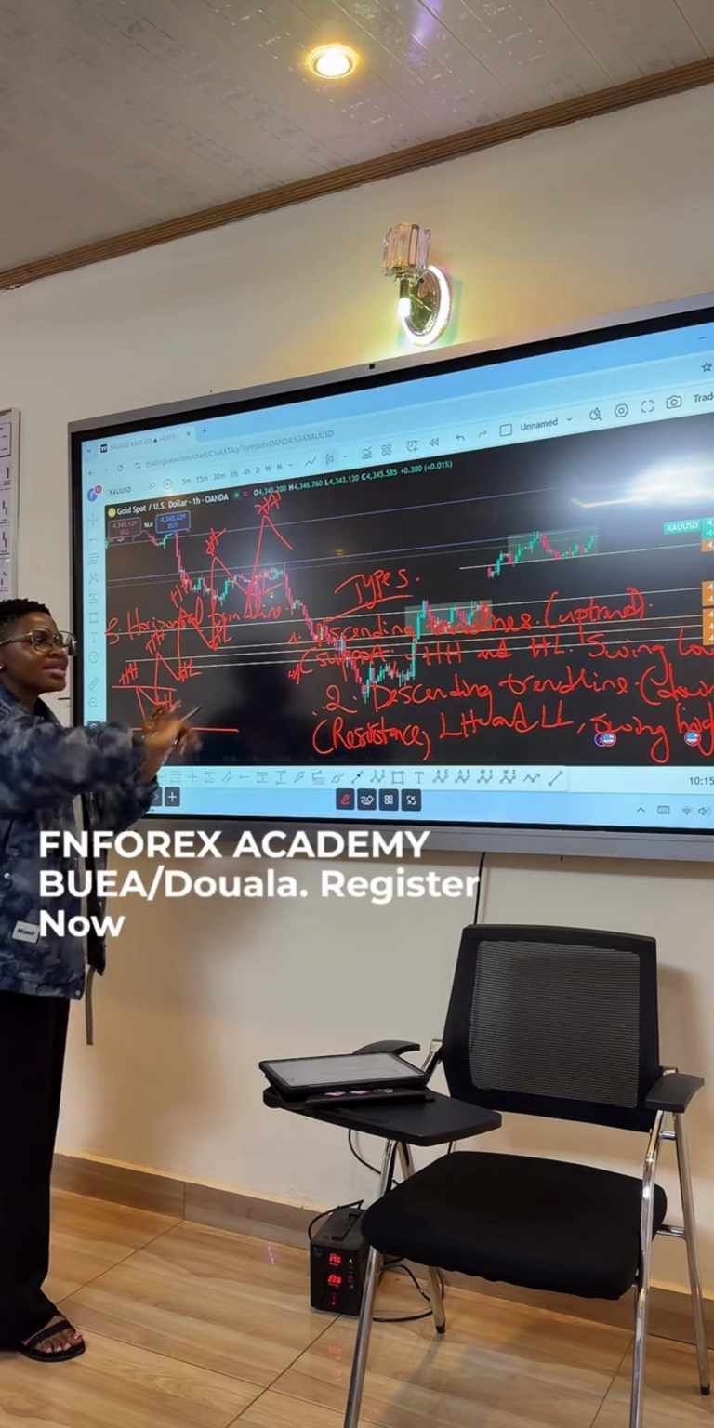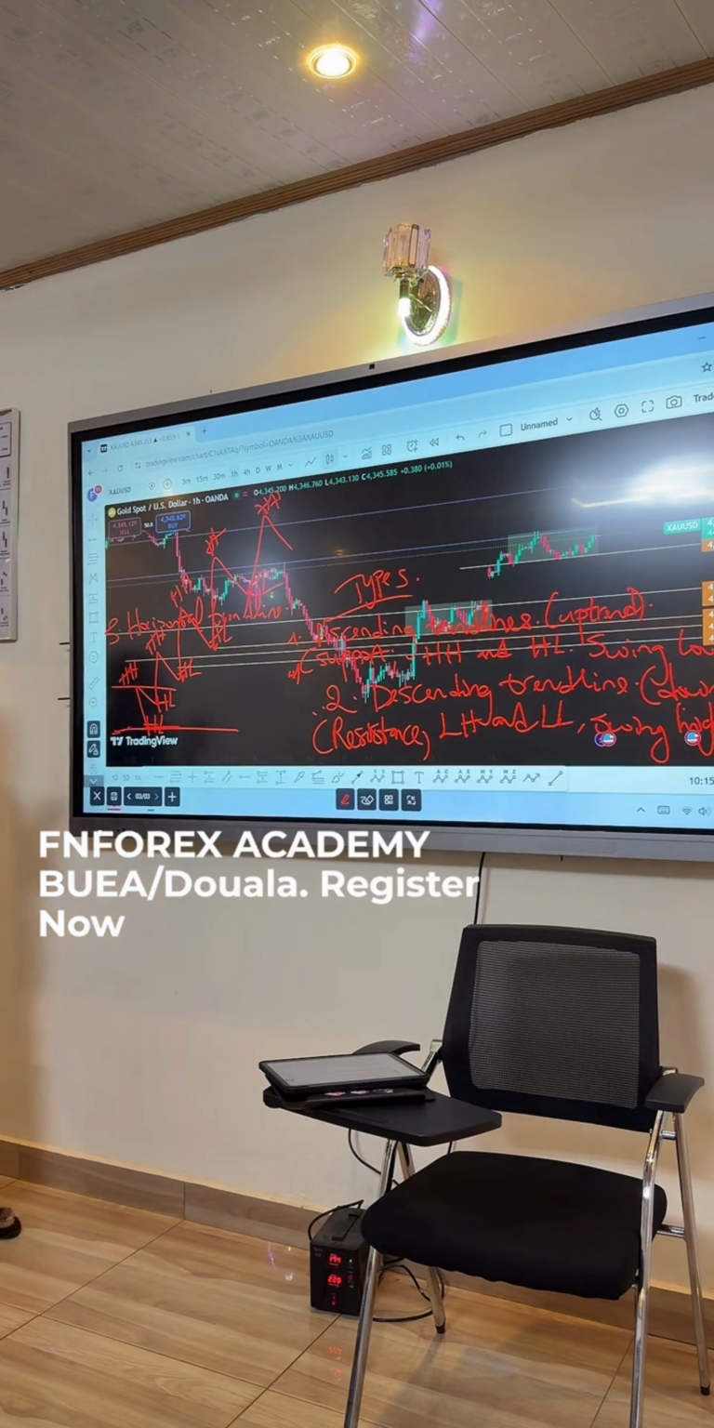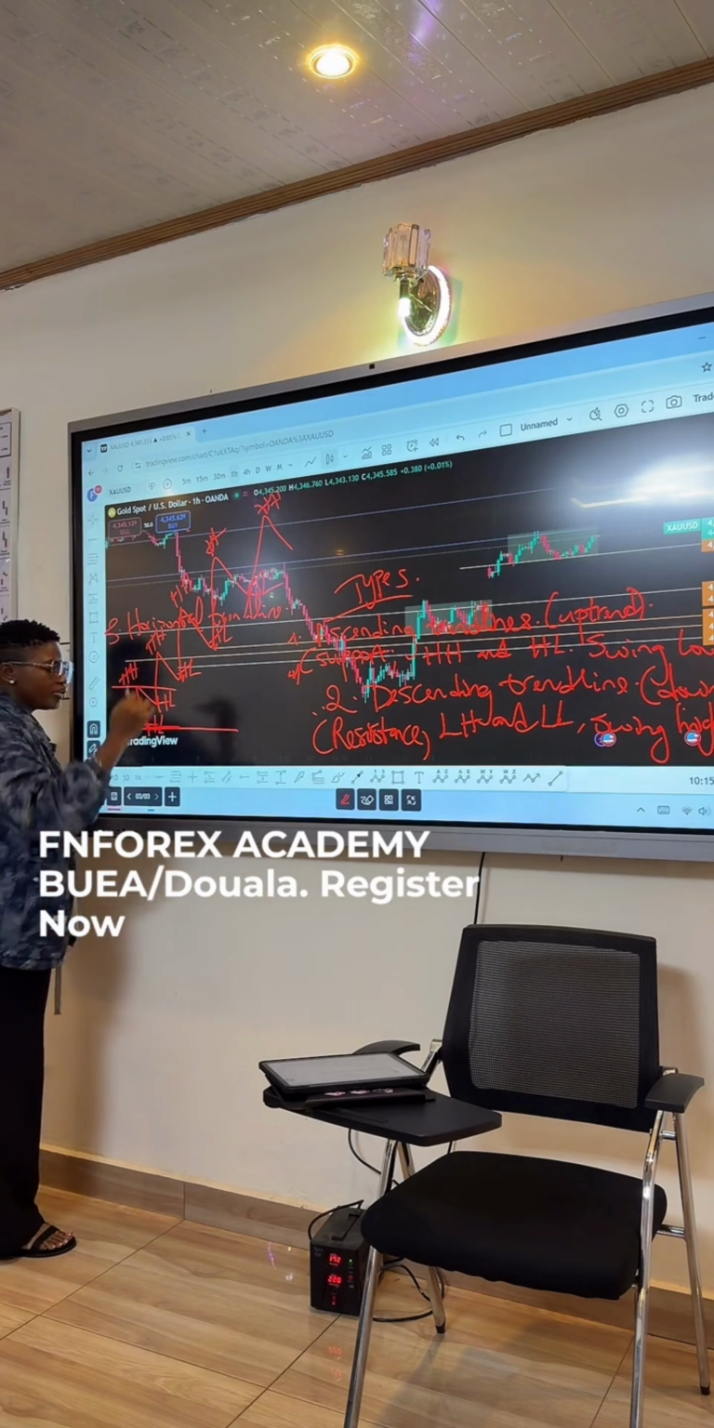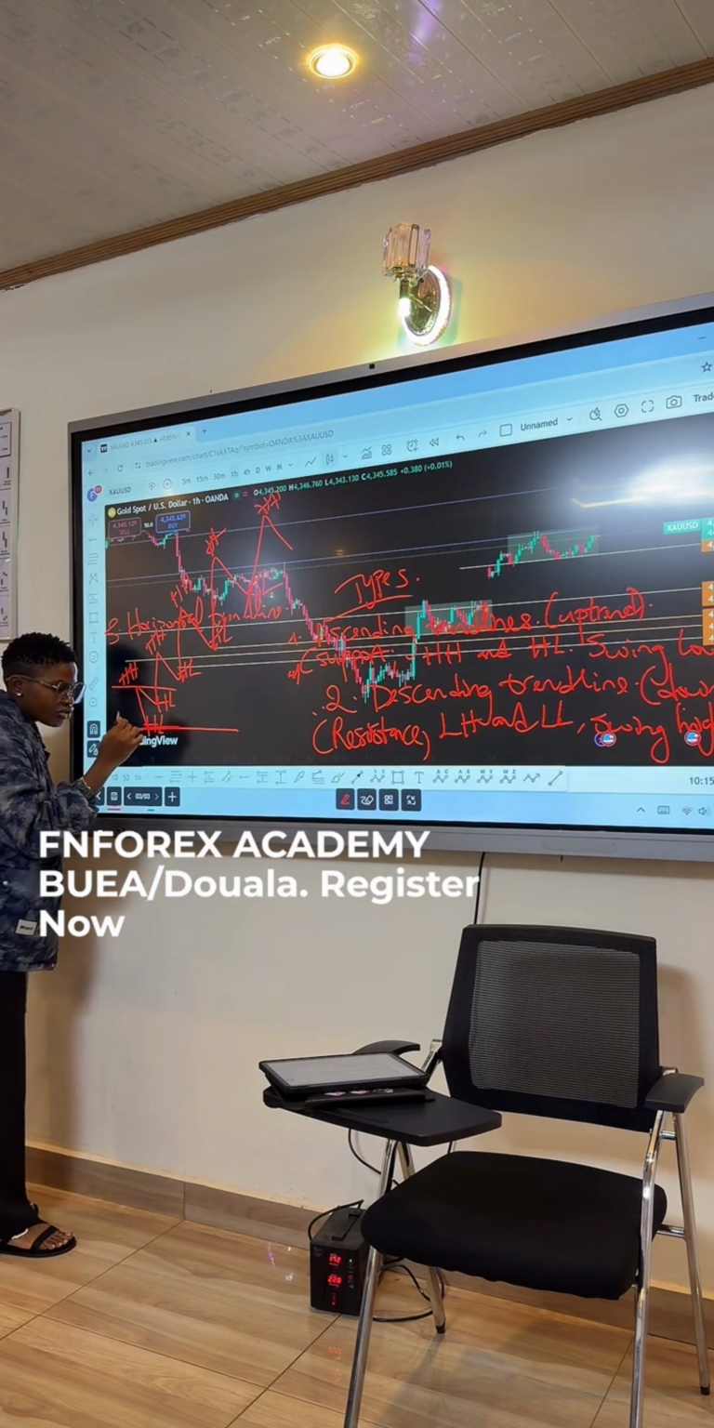Now it says connect at least two swing lows. It means if we want to draw an uptrend, you want to start the trend line from here, then you pull it up. Then you pull it up. So this is a perfect example of an uptrend.